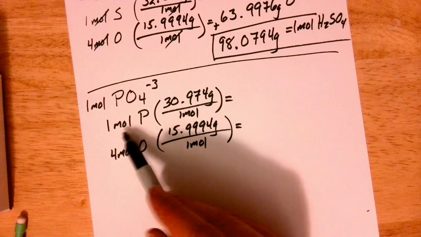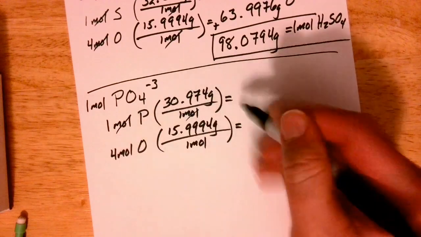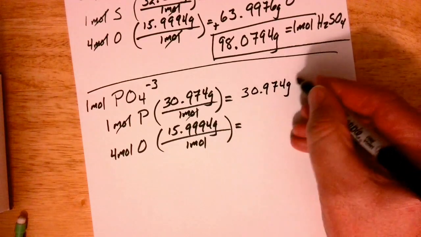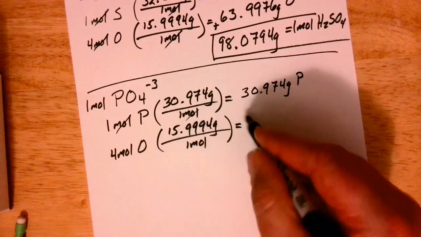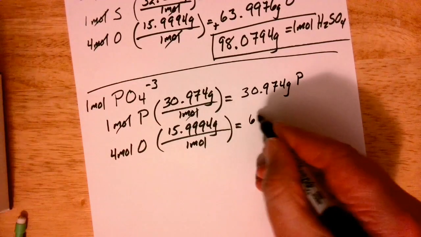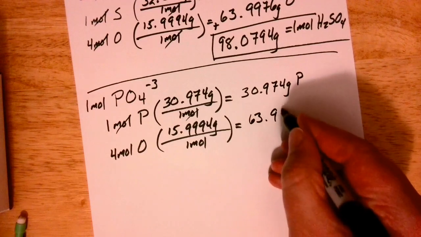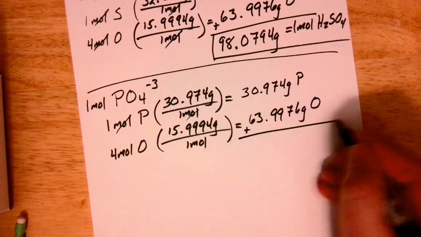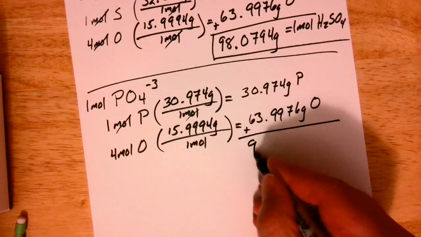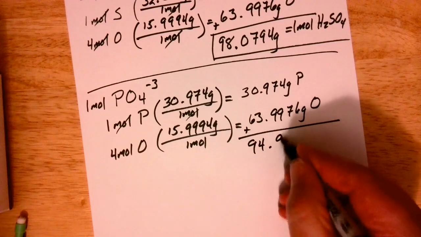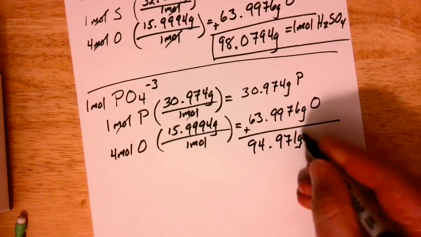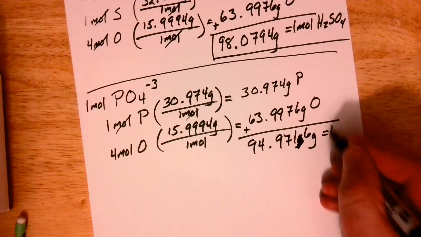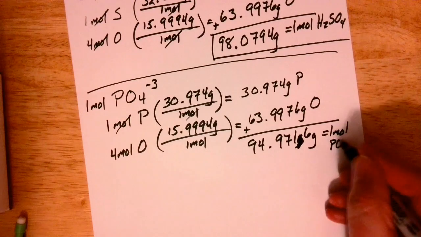Alright, so for phosphorus, moles will cancel out. You're going to have 30.974 grams of phosphorus. For oxygen, you're going to have 63.9976 grams of oxygen. So the total mass will be 94.9716 grams is equal to 1 mole of PO4 -3.